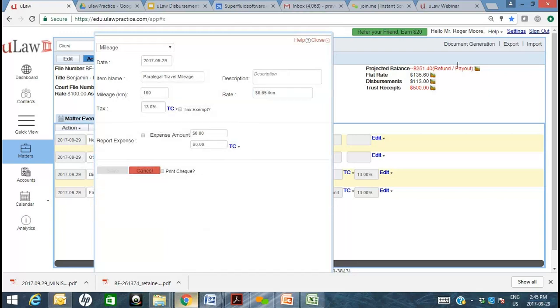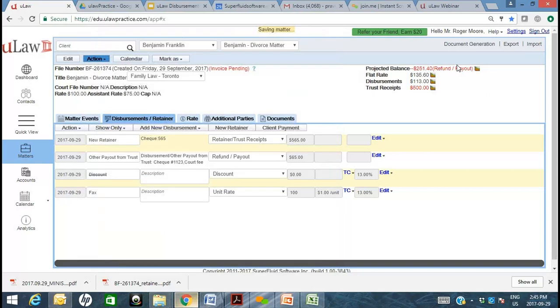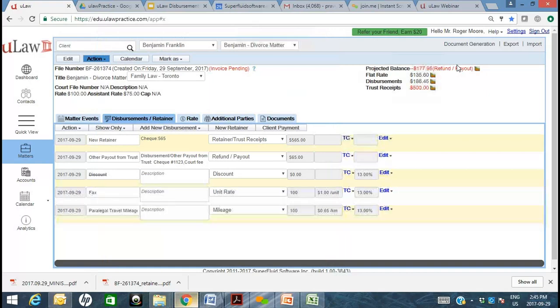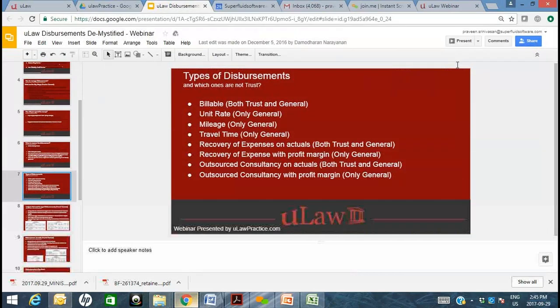Perfect. Obviously, the options are yours. You are the person who's going to tell the software what to report. Even better if you can tell the software what actually happened to be reported. Okay? So that was kind of the next example. We looked at trust billable, which is a court fee. We looked at a unit rate for fax. We looked at mileage.